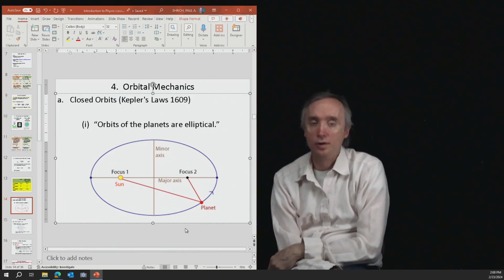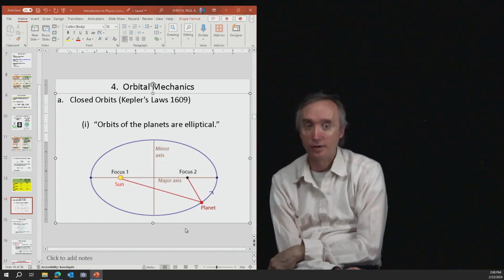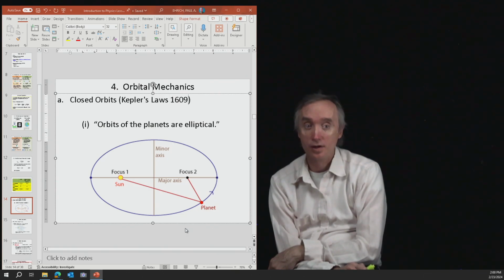Now that we know what the force of gravity is, we want to look at some applications of the force of gravity, and one of them is going to be orbital mechanics. So being able to predict the orbit of an object.